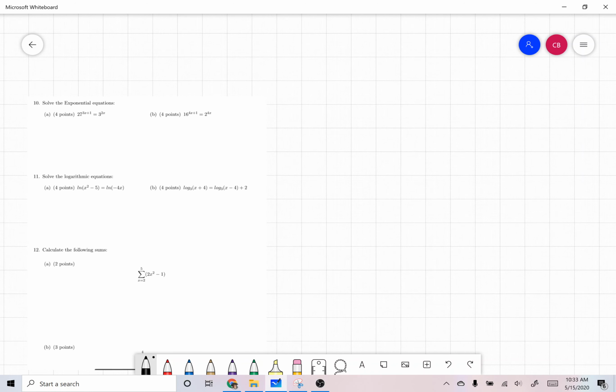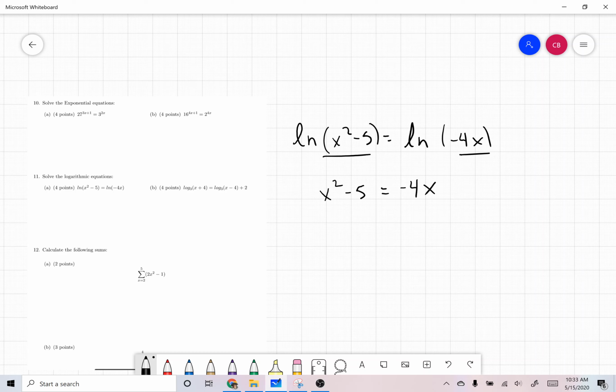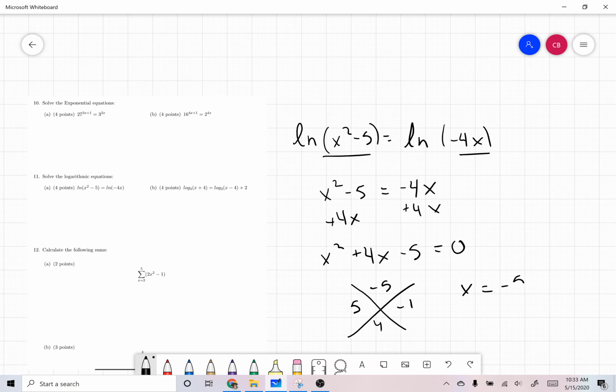All right, so if we look at this, we have ln of x squared minus 5 equals ln of negative 4x. Well, in order for this to take place, that happens only when this is equal to this, so we can do that. x squared minus 5 is equal to negative 4x. Well, we can solve that. We add 4x. x squared plus 4x minus 5 is equal to 0. We factor negative 5 and 4. This is 5 and negative 1.